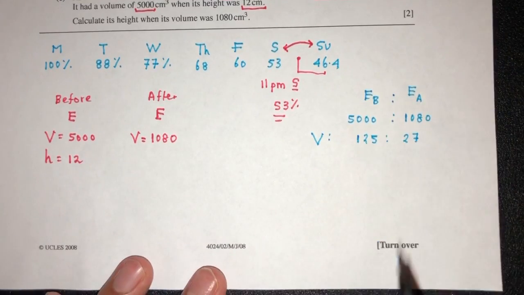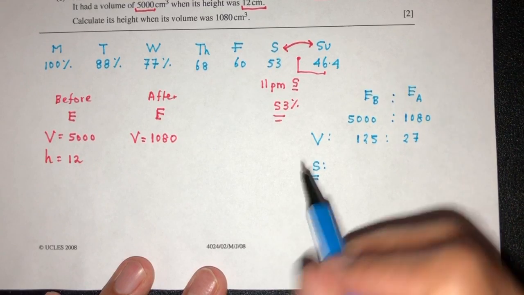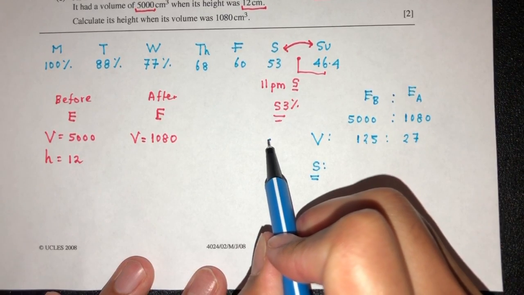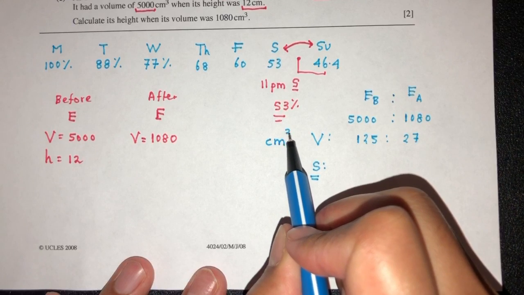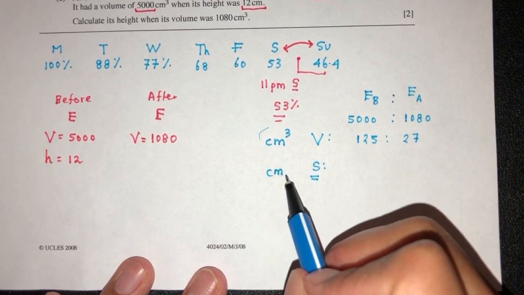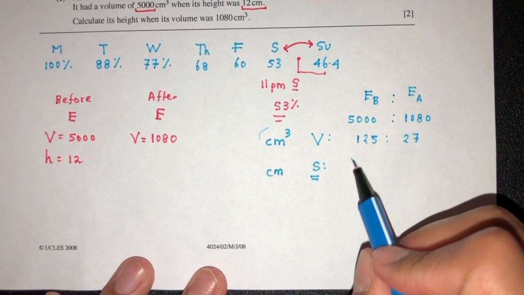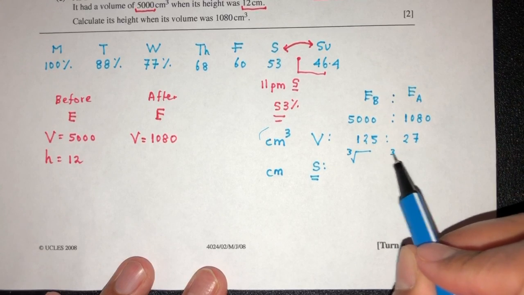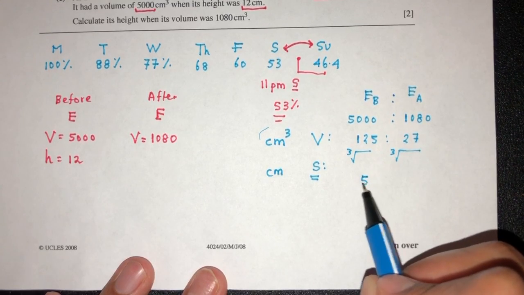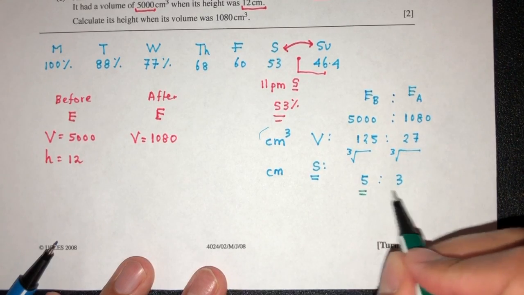Now, what is the ratio of their sides? Volume is in centimeters cubed, while the side is in centimeters. How would you change this to this? We have to apply the cube root, on both sides. You will have 3 here and 5 here. So the ratio of the sides is 3 to 5.